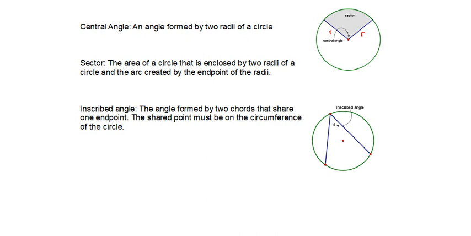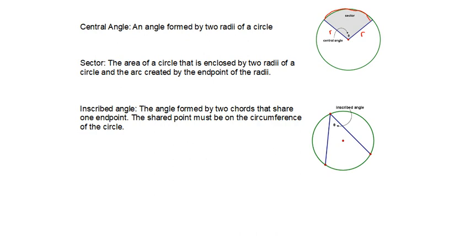And the sector is the name we would give to this section, this area that's enclosed by the radii and the arc of the circle over here. Here it says that the sector is the area of a circle that's enclosed by two radii of a circle and the arc created by the endpoints of the radii. So here are the radii, 1 and 2, and the arc created by the endpoints of those.